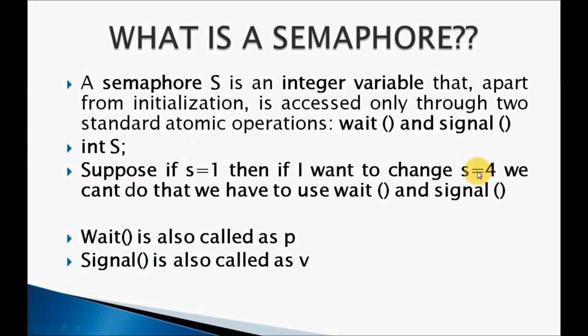So if you want to change the value of the SEMAPHORE, you have to use wait and signal. These wait and signal operations are atomic operations, mainly used to change the value of the SEMAPHORE. See here, if you want to change the S value from 1 to 4, you can use a wait operation or a signal operation. How it is? See here. And one more important thing, wait is also called as P, signal is also called as V.